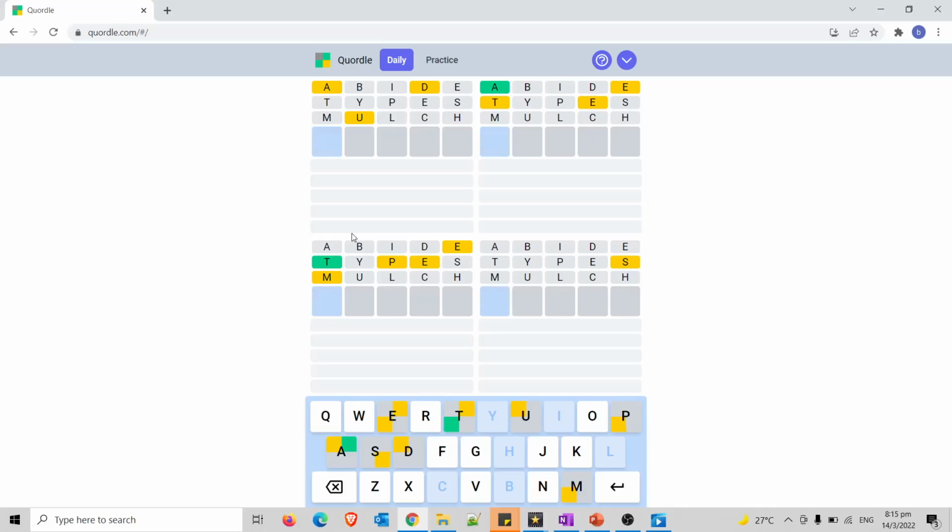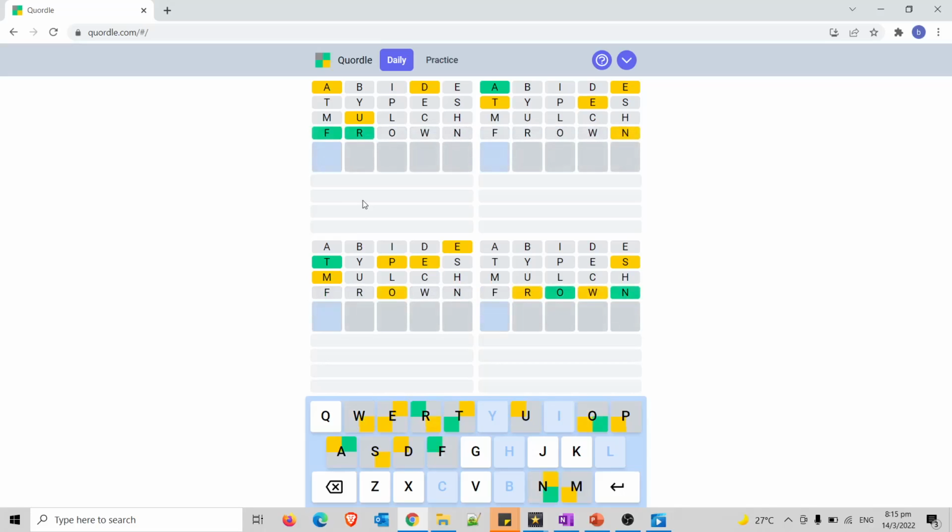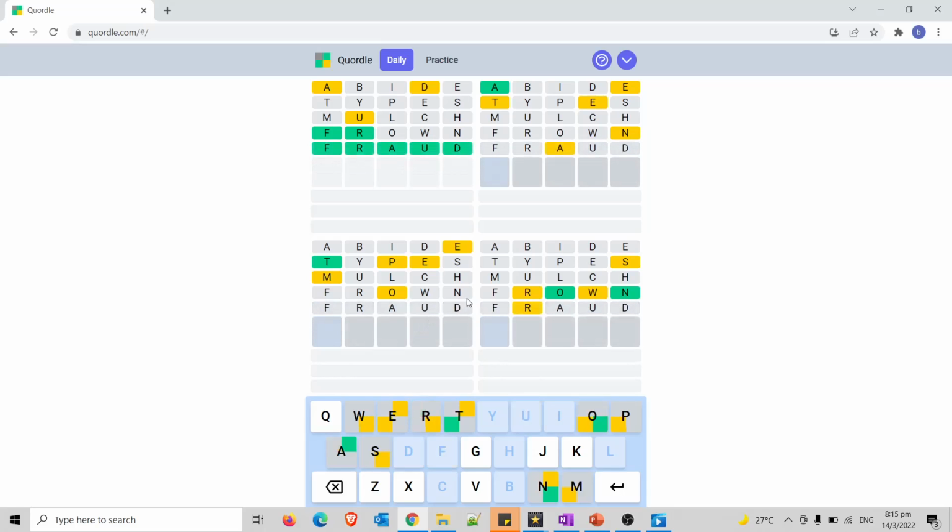All right, so let's put frown also. For the first one we got all the letters. F and R are at the correct place, A, U, and D are at wrong place. So I guess this one is fraud. F, R, A, U, D. Yes, this is fraud.